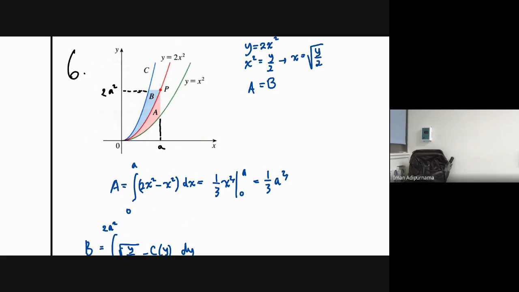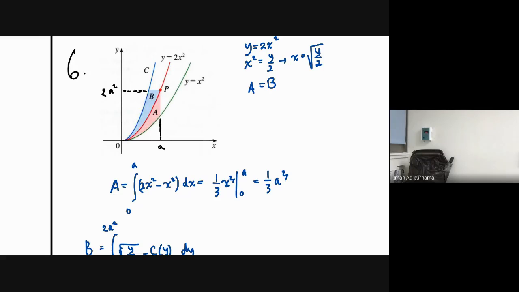Now, if we are looking at A, we can try to find the area A first. From 0 to a, we can use dx, right? 2x squared minus x squared, and then we get this. At least, I believe, half of you got this, 1/3. That's a good direction. But most of you went in the wrong direction in evaluating B.